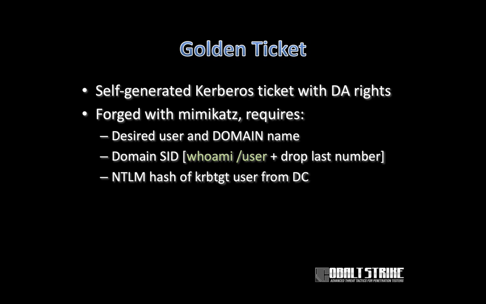From the context of a domain user, do whoami /user with beacon's run command, and that will give you back the user's SID. Drop the last number in that sequence, they're separated by dashes, and you will have the domain SID. You also need the secret that is used by the domain controller to encrypt ticket granting tickets, and that is the NTLM hash of the KRBTGT user. You can get this with the dcsync command or by running hashdump on a domain controller.